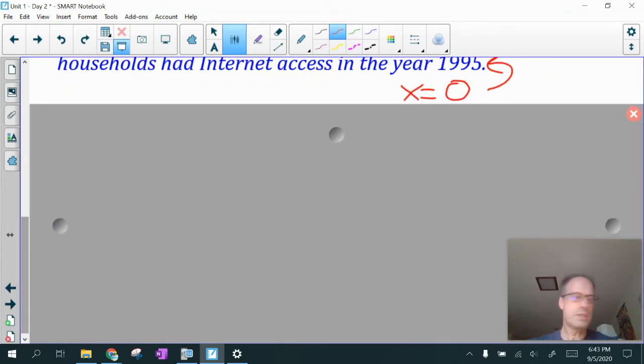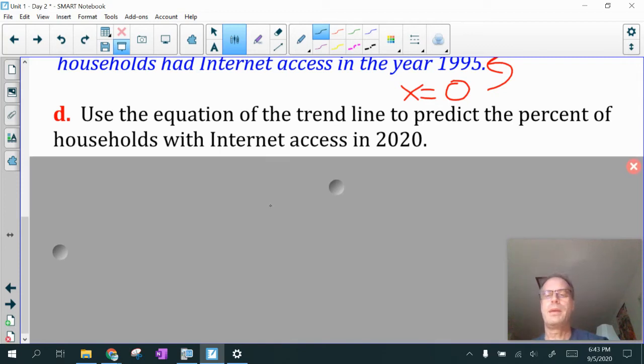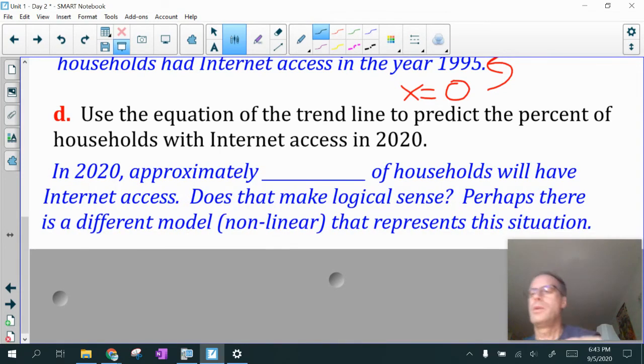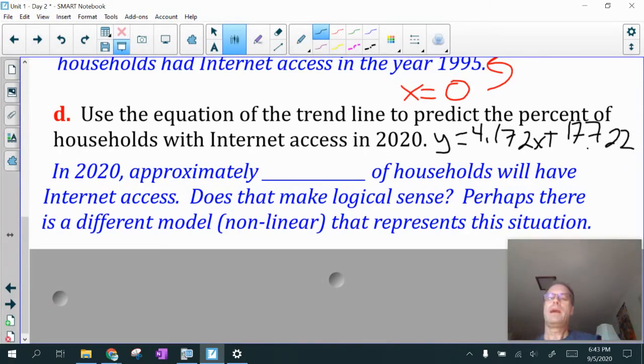Okay, so next up, we are now going to be doing stuff with this. And we're now looking to use the equation of the trend line to predict the percent of households with internet access in 2020. Now, how would I do that? Well, we're going to still take that same equation that we had before. I'm going to say that y equals 4.172x plus 17.722. And I need to turn this into something useful.